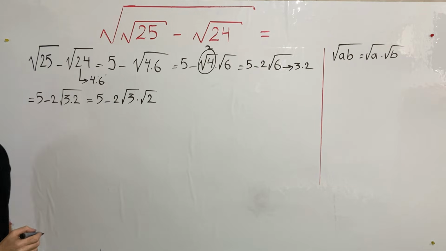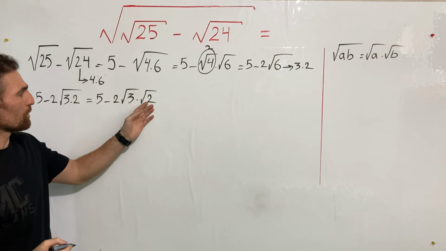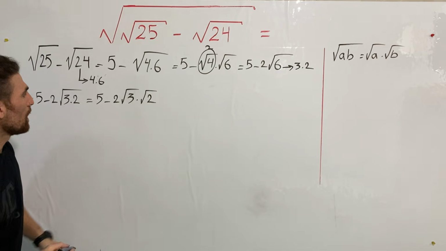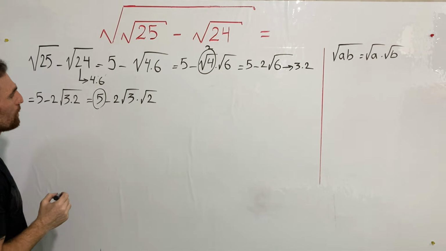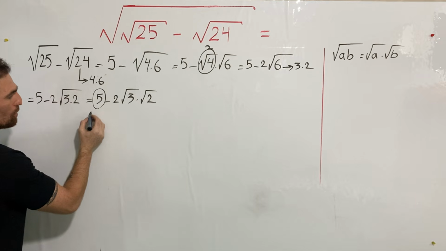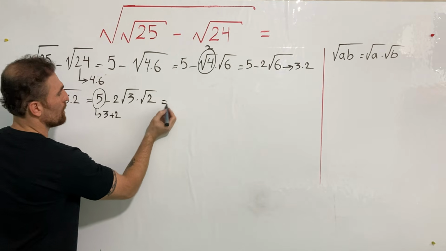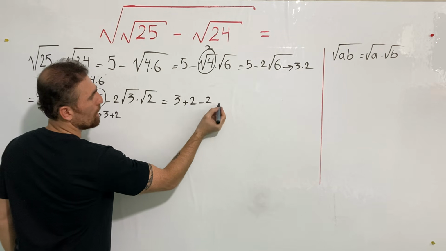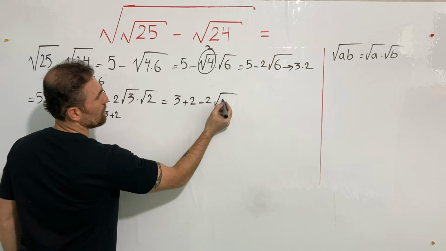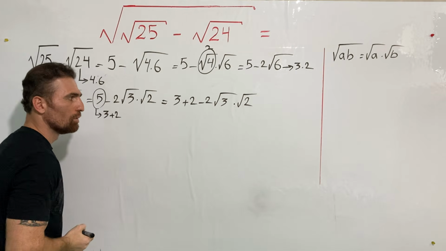But how can we continue this solution? We have 5, we have 3, we have 2. To continue the solution, I'm going to rewrite 5 as the sum of two numbers, 3 and 2. Right, 5 is the same as 3 plus 2. So it's going to be 3 plus 2 minus 2 square root of 3 times square root of 2.